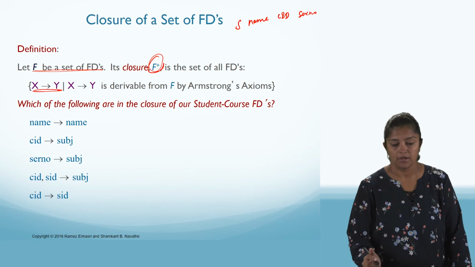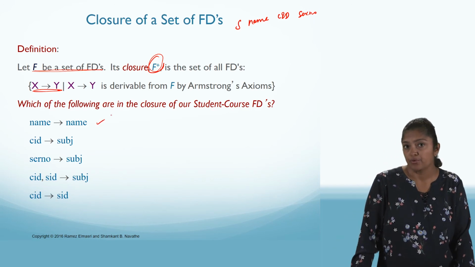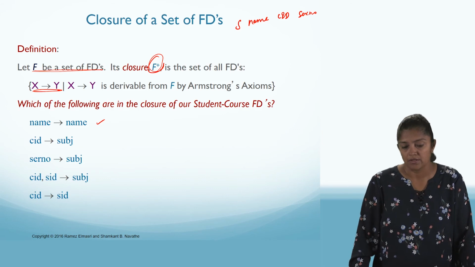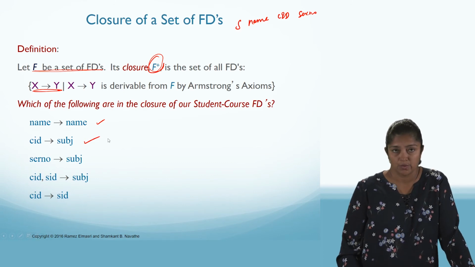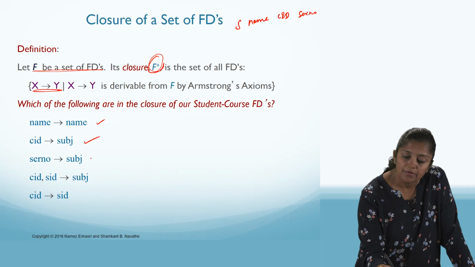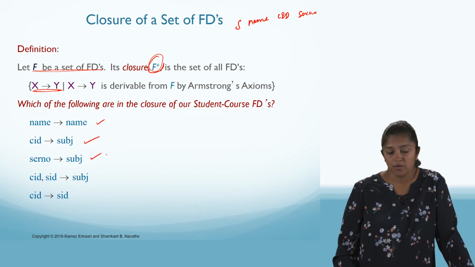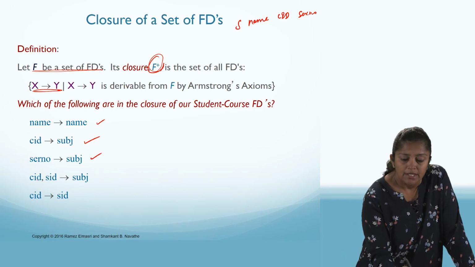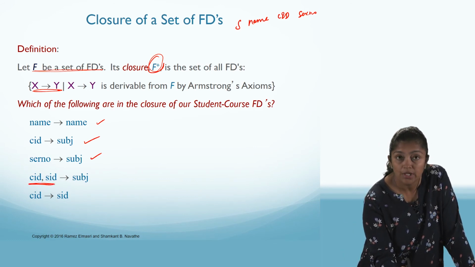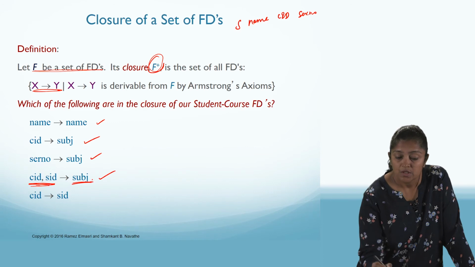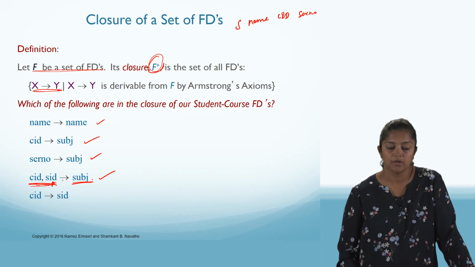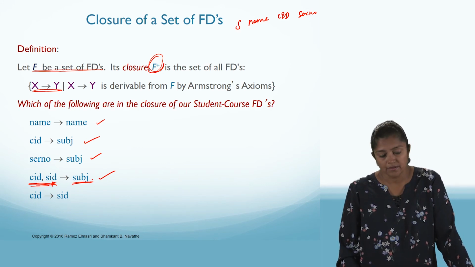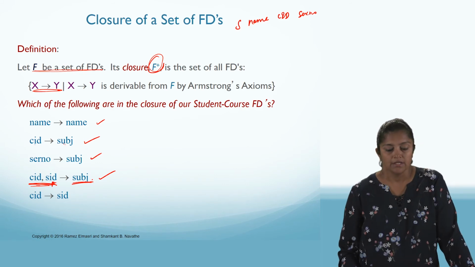So name determines name. That's a trivial one, and it's true. Always two tuples agree on that same attribute value. Now CID, course ID determines subject, that belongs to the closure as well, as we saw from that previous table. Serial number for the course offering determines the subject, so we saw that that holds as well. Now course ID and student ID together, if two tuples agree on these values, then they must agree on subject. So that we see that that's also true. This is basically we've just added a new attribute to one of the sides, and the other side it still holds because we have CID determining subject.